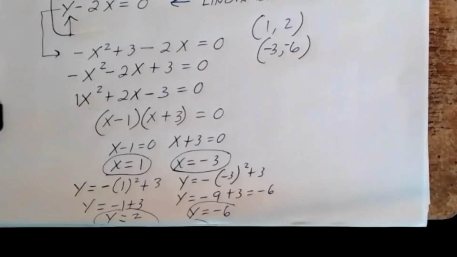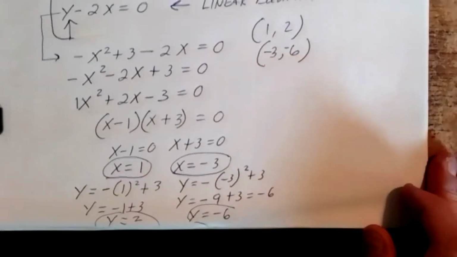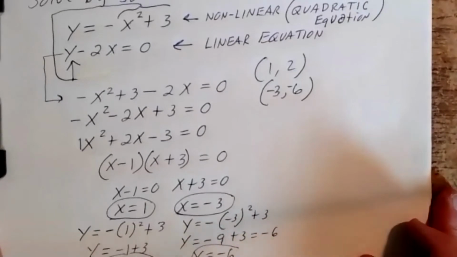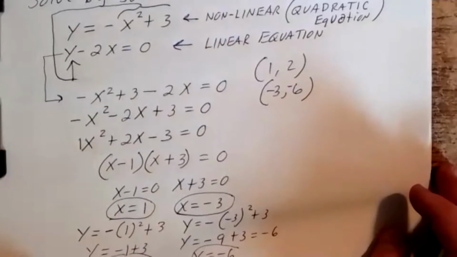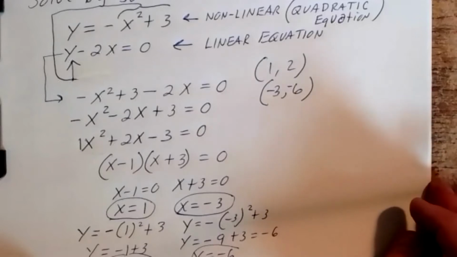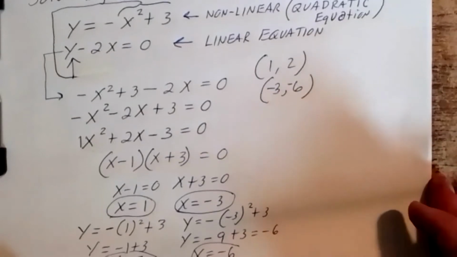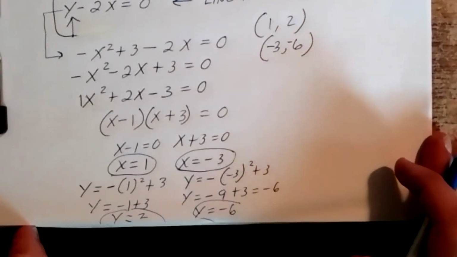Does everybody understand how we got our two ordered pair solutions to this nonlinear system of equations: (1, 2) and (-3, -6)? Any questions on how we solve this nonlinear system by the substitution method?